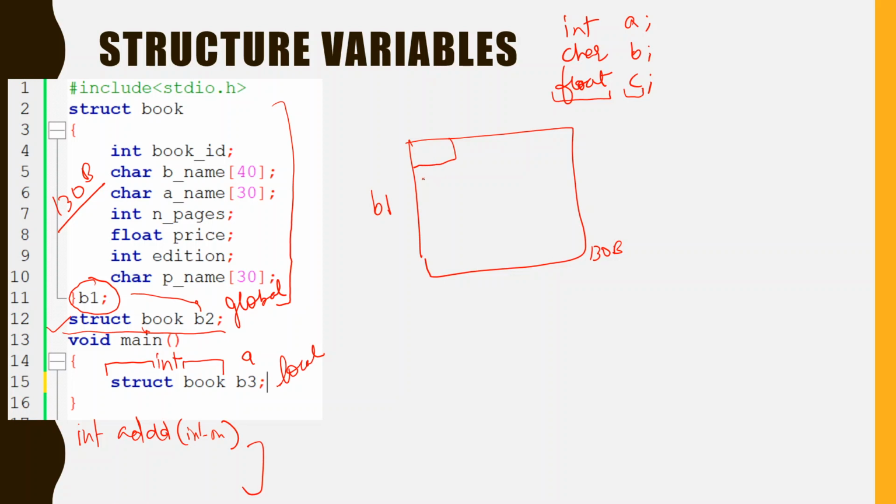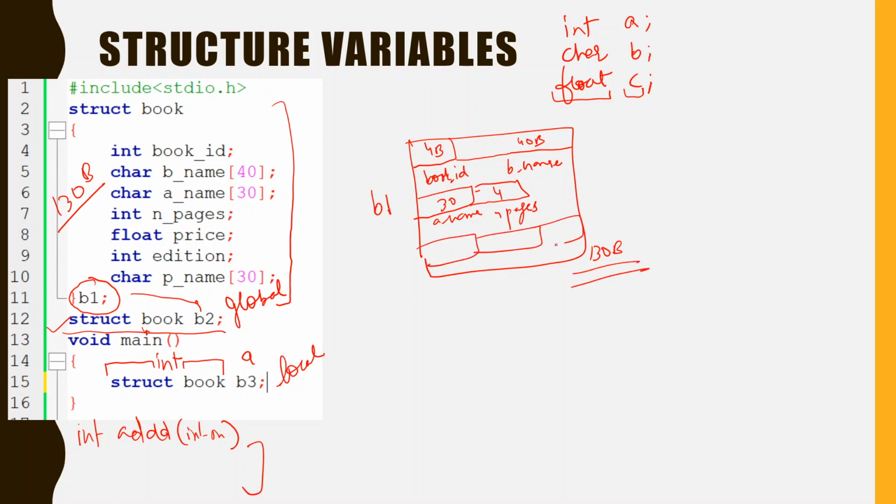That is, this is the book id. The different spaces would be allocated for different purposes, that is, this is b name, that would be 40 bytes. That would be 4 bytes. Then we have contiguous memory allocation for a name, that is 30 bytes. Then we have n pages, that is 4 bytes, and so on. So this 130 byte block would have different sub blocks for all the member elements.